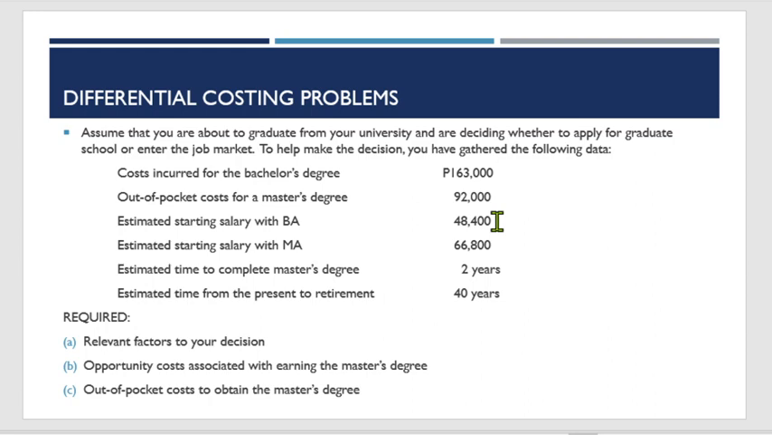Yung related lang doon sa pagkuha mo ng master's degree na hindi mo mai-incur when ikaw ay nagtatrabaho na. Kasi for example, yung board and lodging, yung food, yung clothing, lahat yan ay mai-incur mo rin kahit ikaw ay nagtatrabaho na. So that is a reminder, kaya isinama ko itong out-of-pocket cost to obtain the master's degree. But for requirement C, the answer is 92,000 still. Okay? Okay tayo.